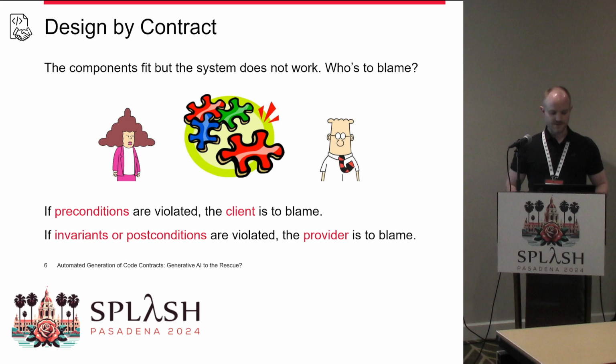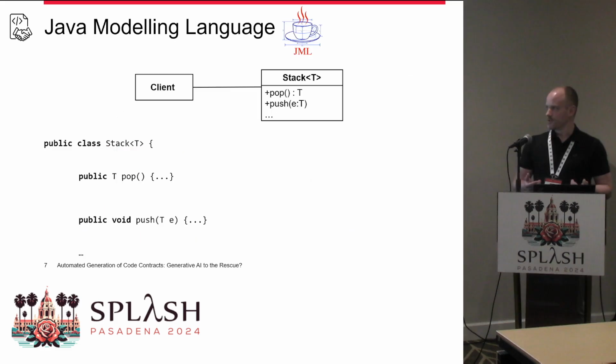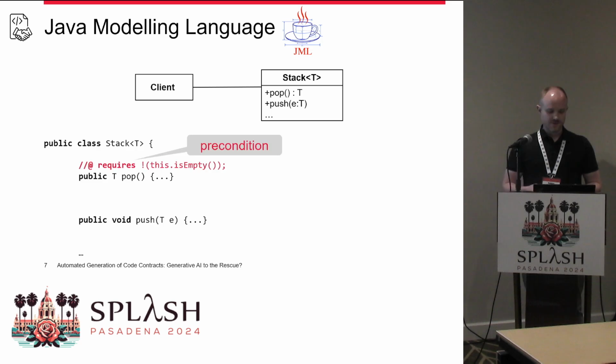All right, sounds good. So how can we implement that in practice? Particularly, we had a look at Java. And here we have a small example of a stack, with the typical operations pop and push. There is a specific extension to Java called the Java Modeling Language, or JML for short, that we can use to add annotations to our Java source code.